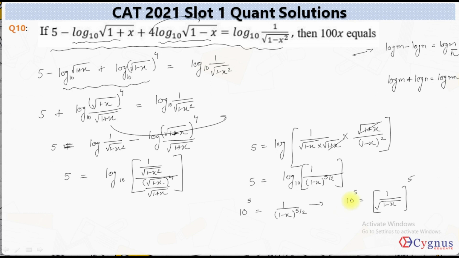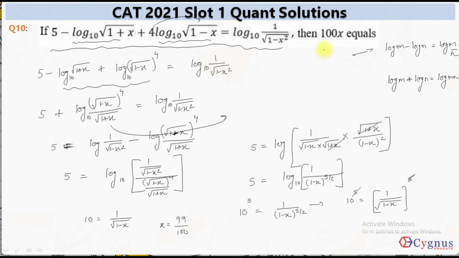If you compare left hand side and right hand side, you can easily cancel out these powers. What does it mean? 10 is equal to 1 by root of 1 minus x. Yes or no? So when you square both the sides, you will get x equal to 99 by 100.